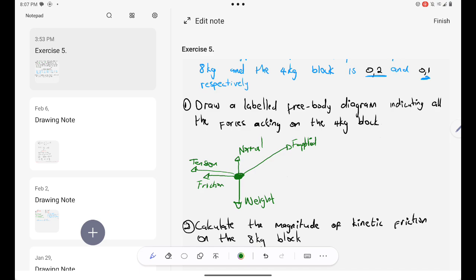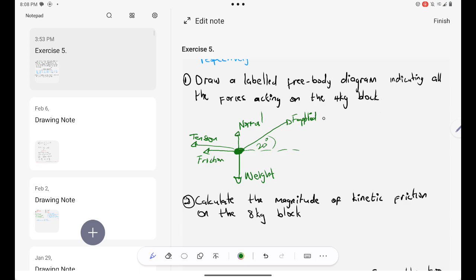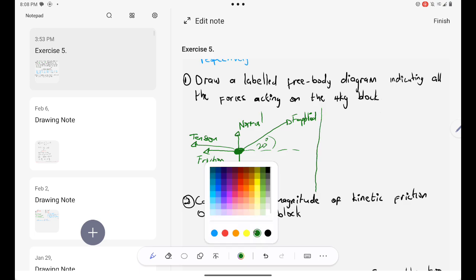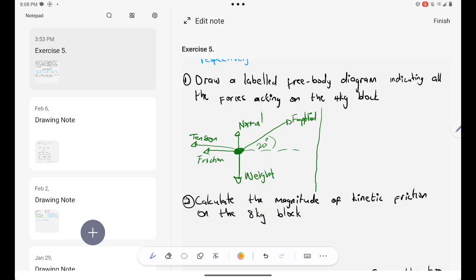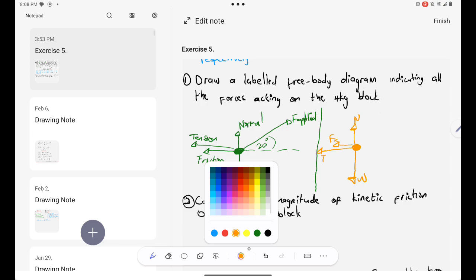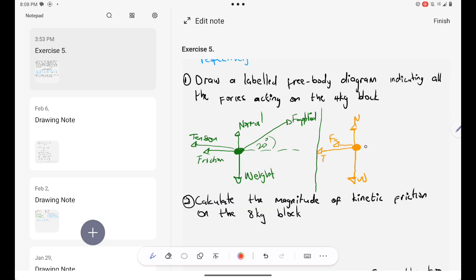You can draw a free body diagram like this and get full marks. You can indicate the angle if you want to as well. That's 20 degrees. But I will always prefer to draw a free body diagram that has the components of the applied force which is applied at an angle. I'll simply have my weight. I have tension as well. I have my kinetic friction. I have my normal force. And then I have the components of my applied force.